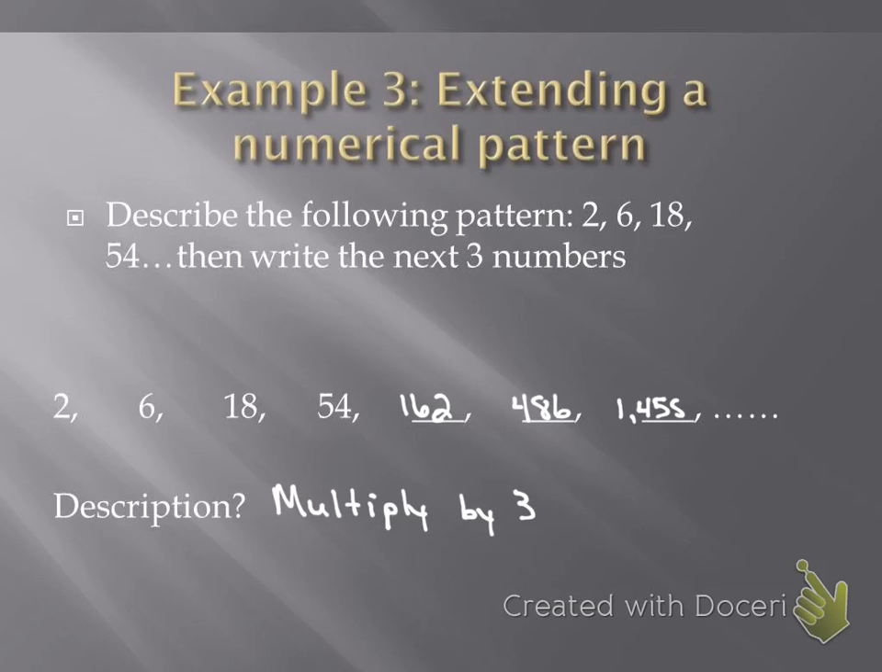1,458. All right, next three numbers. Sometimes they get big, and that's why we have calculators. We can just use them to figure out the next three. So guys, as far as numerical patterns go, that's pretty much everything you need to know.